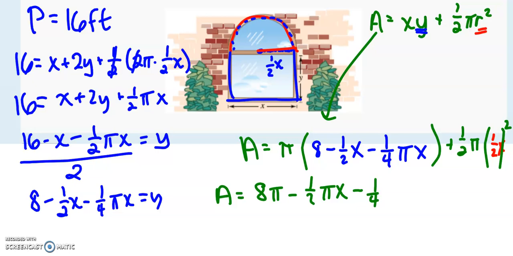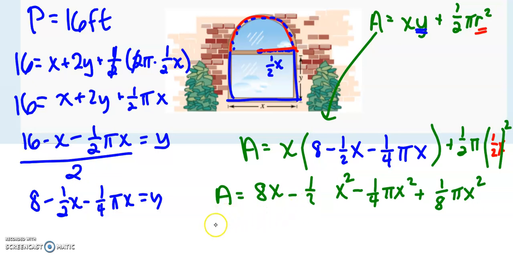Oh no. Start again. This is where I wish I was in class. You guys could have called me out for my mathematical nonsense. That should have been an x. So this is 8x, and this is 1/2 x squared minus 1/4 pi x squared plus 1/2 times 1/2 squared is going to be 1/8 pi x squared.